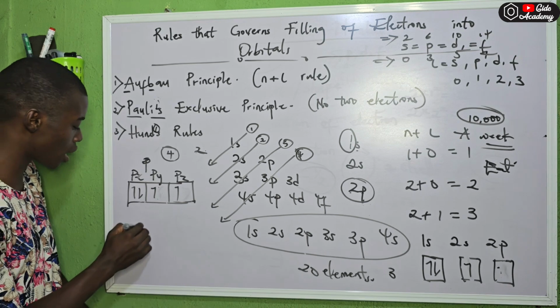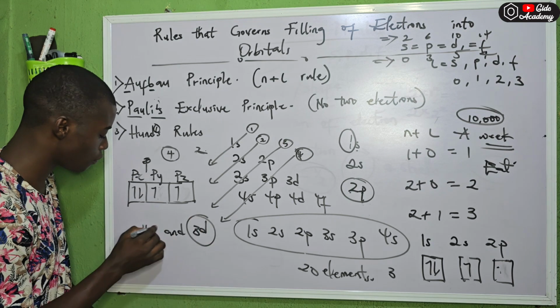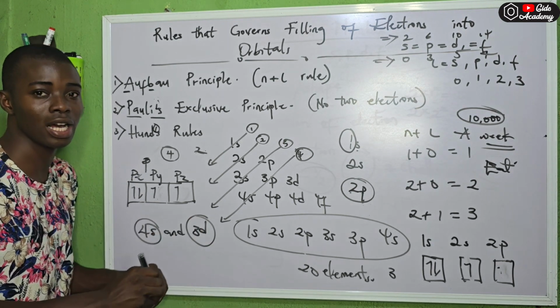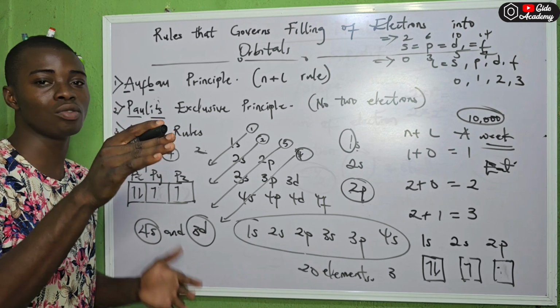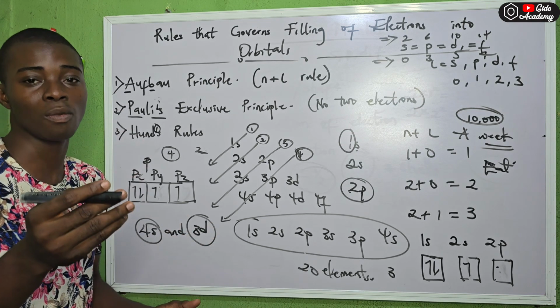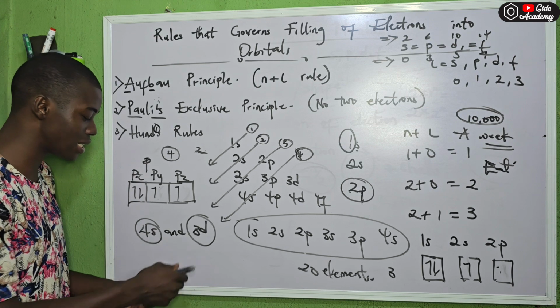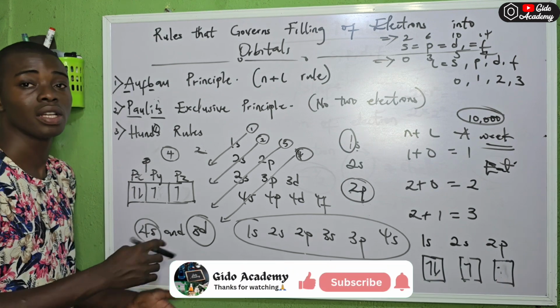But before you go, I want to ask, 4s and 3d, which of them is more stable? Like what I said earlier, the higher the energy level, the lower the stability. So which of them has the higher energy level? Then which of them is more stable? Is 4s higher than 3d, or is 3d more stable than 4s?